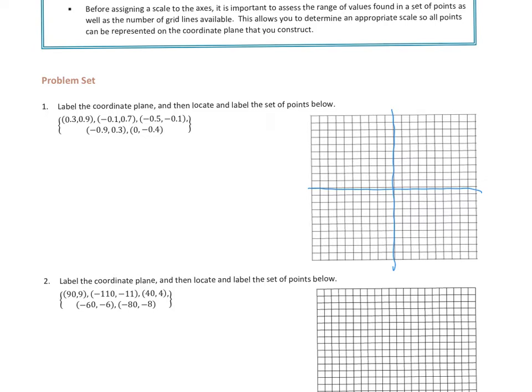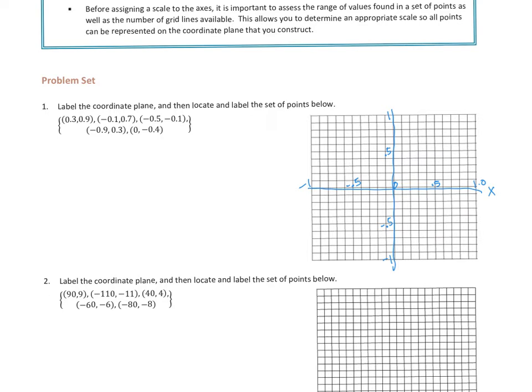Okay, so I've got tenths going across the X axis, so it looks like I'm starting with 0. 1, 2, 3, 4, 5 tenths, and then that will go all the way to 1. And then I've got 1, 2, 3, 4, negative 5 tenths, all the way to negative 1. Then going up and down, I kind of have to do the same thing. 1, 2, 3, 4, 5 tenths, and then this is 1. 1, 2, 3, 4, 5. This is negative 5 tenths, and this is negative 1.